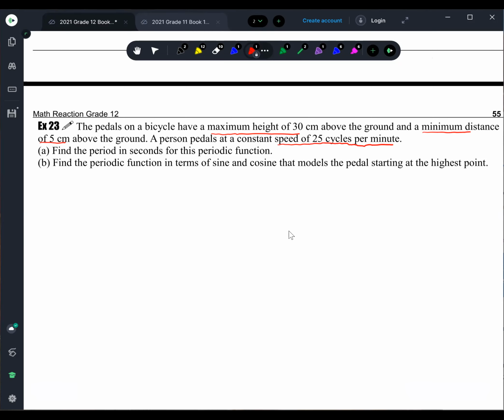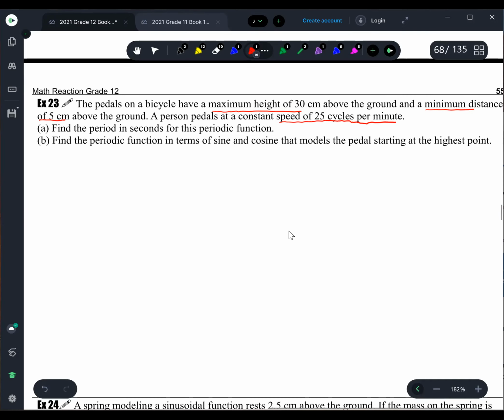So before we begin, let's use this description and try to draw a graph that represents it. Because this is the first question, I'll help you to get started.